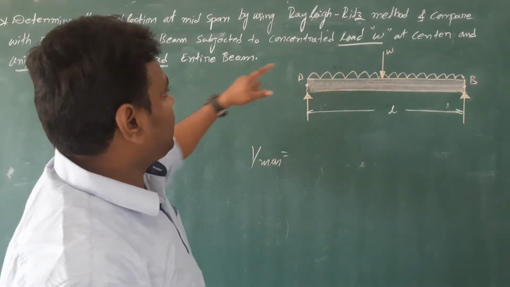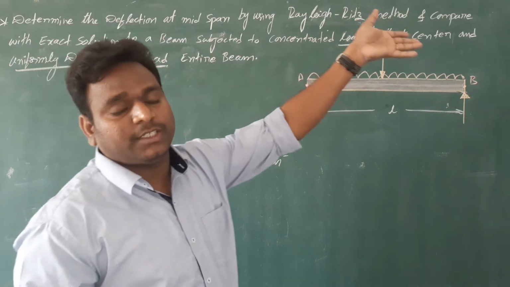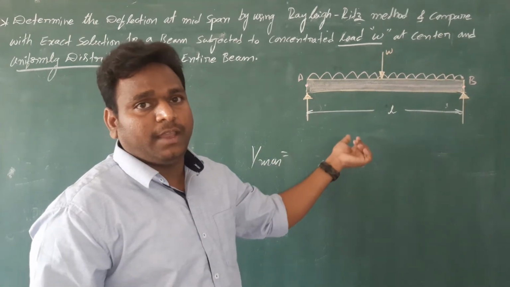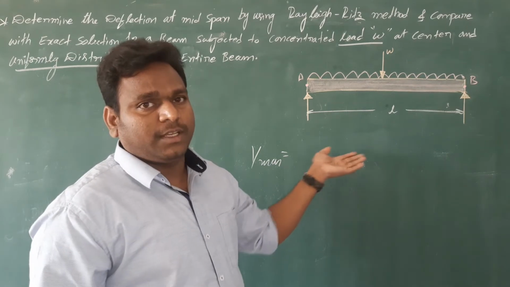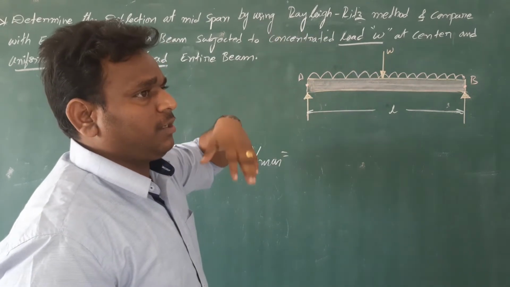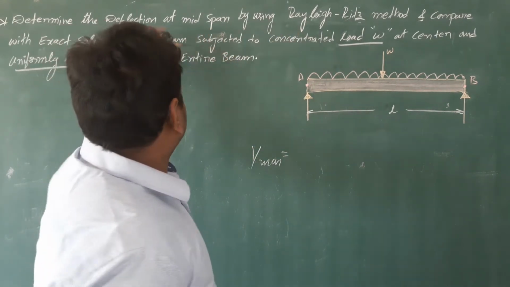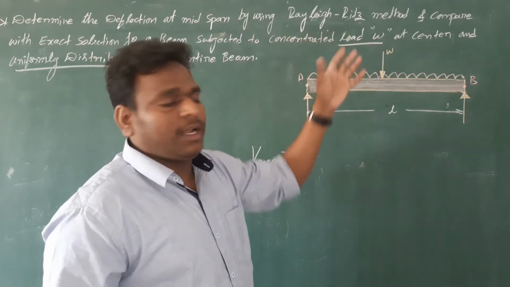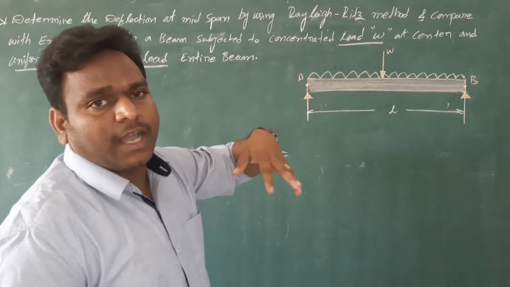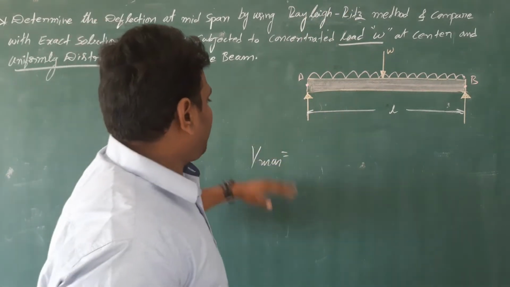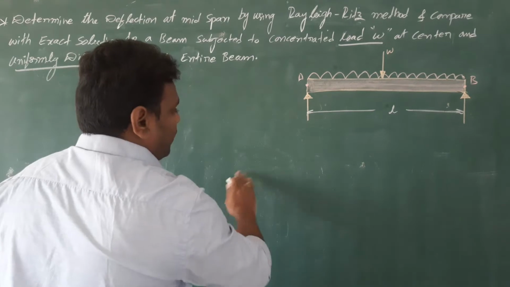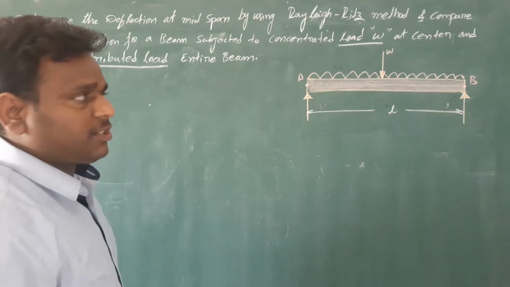We are also asked to compare this equation with the exact solution. The exact solution is there in our mechanics of solids: Ymax is equal to W L cube by 48 EI. So compare with that solution. By using the Rayleigh-Ritz method we get some relation, and please compare this relation with the exact solution. Now we are going to derive the Ymax deflection equation here, and after getting this equation, we will compare with the exact solution.